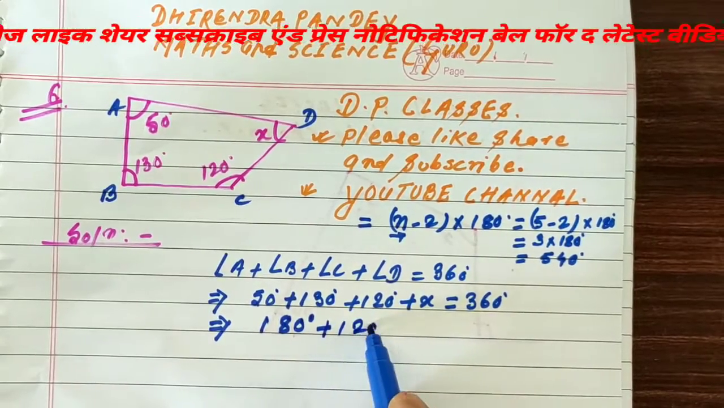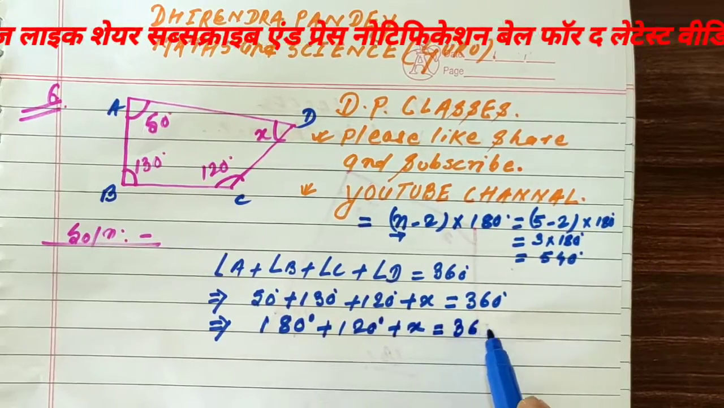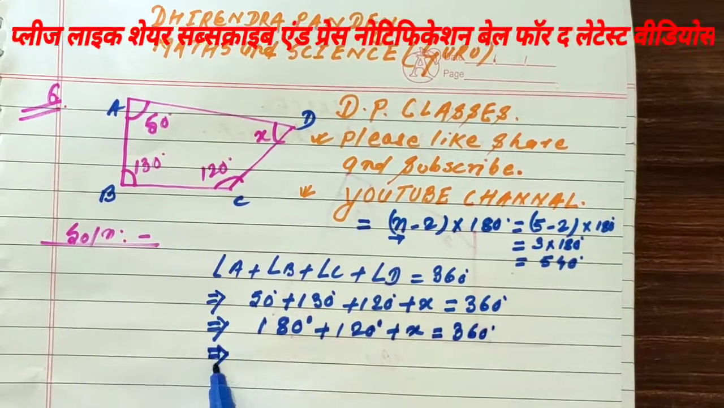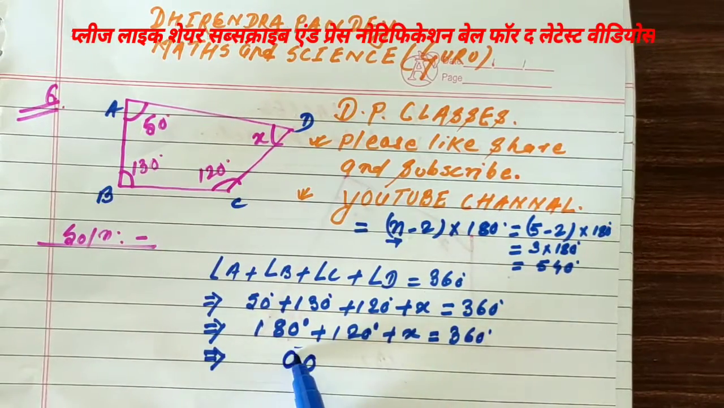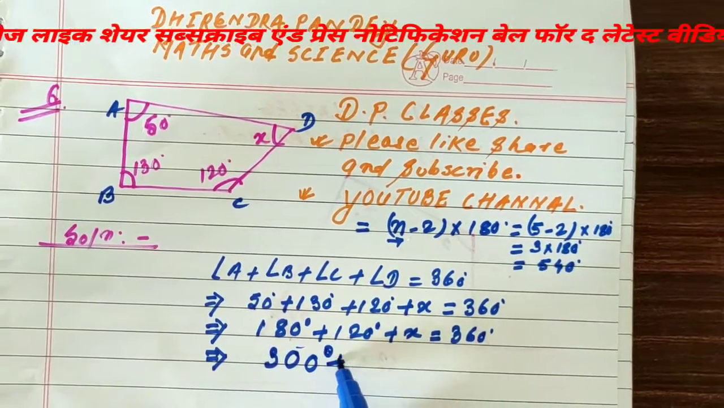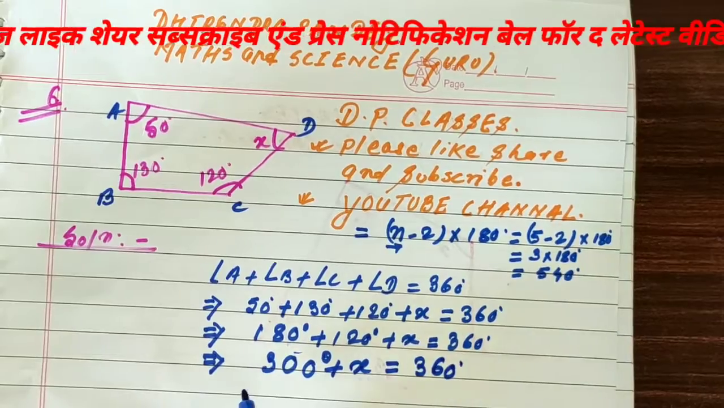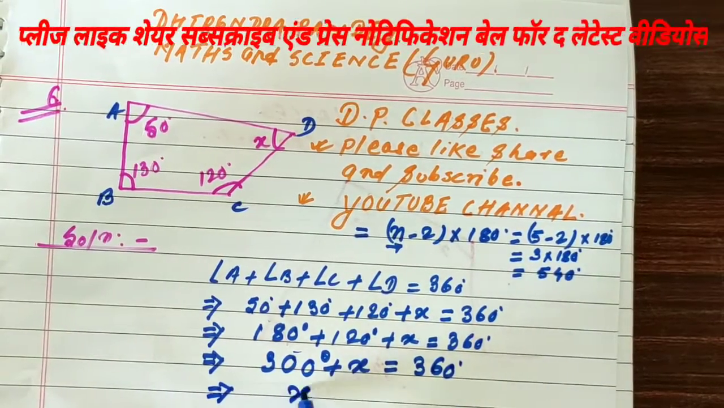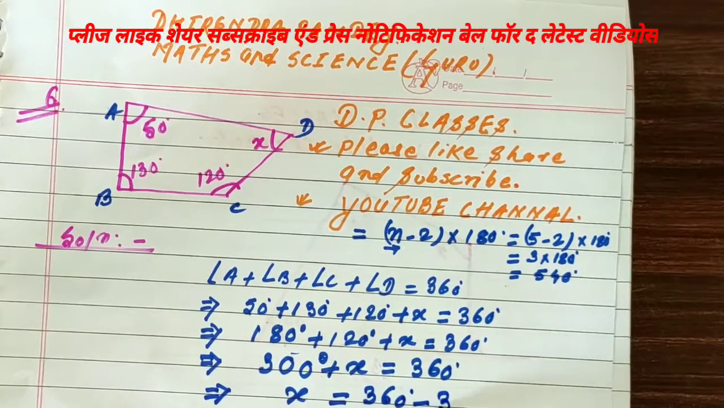Now after adding, 130 plus 50 is equal to 180 degrees. I am doing the math in a step by step method, through which even the weakest student can understand my solution very easily. Now 0 plus 0 plus 0, 8 plus 2 is 10, carry 1, 2, 3, that is 300. 300 degrees plus X is equal to 360 degrees. Now after that, X is equal to what? X is equal to 360 degrees minus 300.